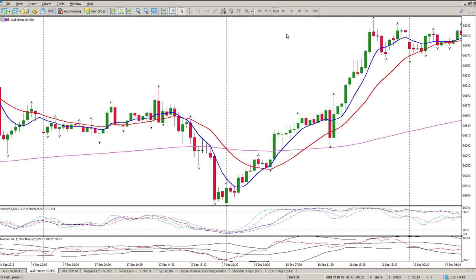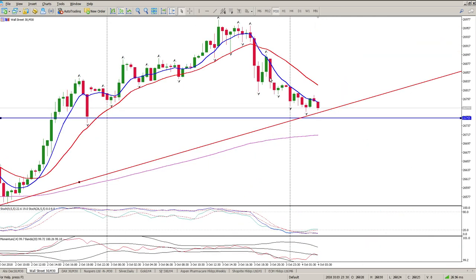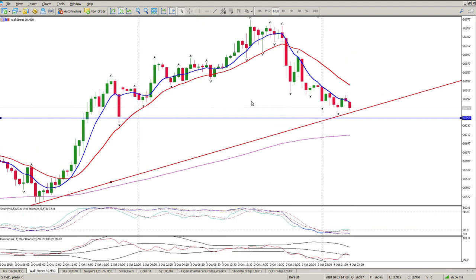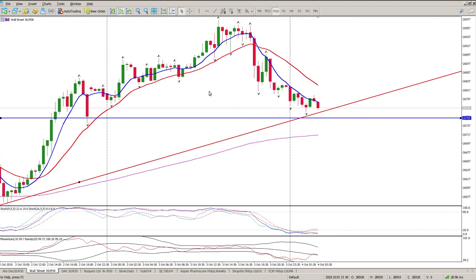And again, being the Dow, I'm not interested in shorts. If you are going to short the market, it is a scalp. And I'm definitely not going to short from where we are currently.